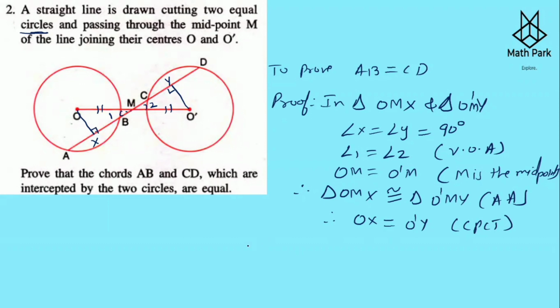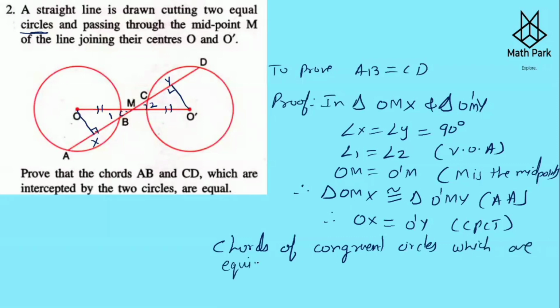So we can say that the chords of congruent circles which are equidistant from the center are equal. We have seen so far that this applies for the same circle, and the same thing applies when the circles are congruent. So therefore, you get AB is equal to CD. Got it?